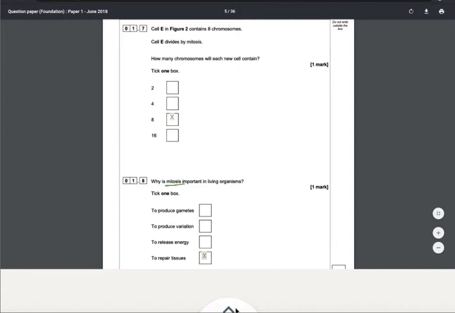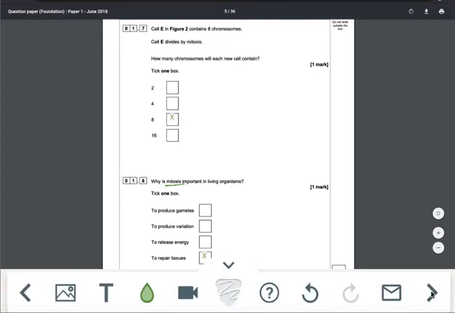Always do process of elimination. Go through which ones you know can definitely not be right. And it doesn't matter if you get it straight away, if it takes you a few minutes, you have to do this process. As long as you get the answer, you've done great. Okay?